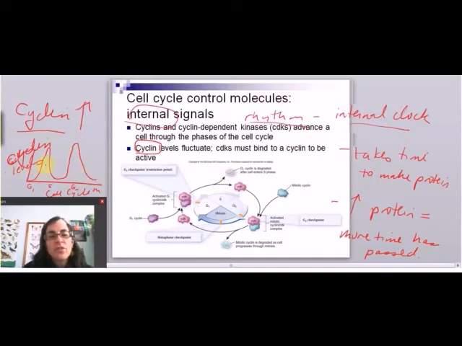And so the cell uses those rising levels of cyclin, again, to track time, to help it know that it should go into the next stage. So it won't go into S until it reaches this peak. It won't go into M until it reaches this peak. So again, this is a way for the cell to have some sort of internal clock for whether it's ready to divide or not, regardless of what the environment is saying.